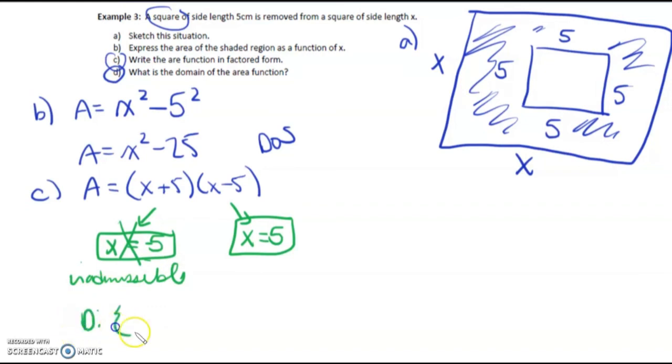So the domain on the area, or on the x's, is x is an element of the real number system such that x is greater than 0. And then it's going to max out at 5. So 0 to 5, and it has to be strictly between these two numbers.